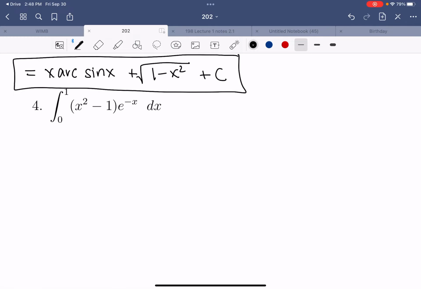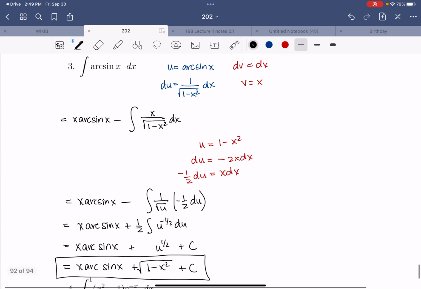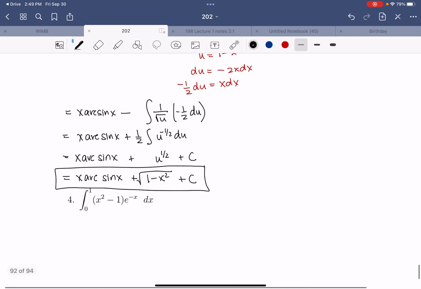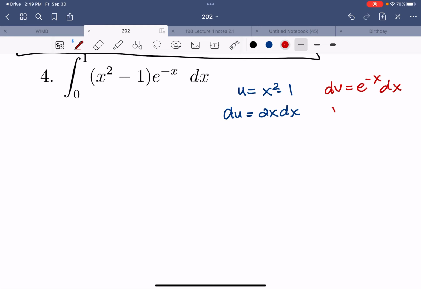All right, number 4. Oh, here's all of number 3. So there you go. It's a by parts and a u sub. For number 4, this is a definite integral, so we're going to make sure we get our answer to be a number at the end. I'm going to choose my u to be the polynomial, so the x squared minus 1. So du is 2x dx. That means that my dv is e to the minus x dx. Antiderivative here, again, baby u sub, that negative pops out. We get negative e to the negative x.